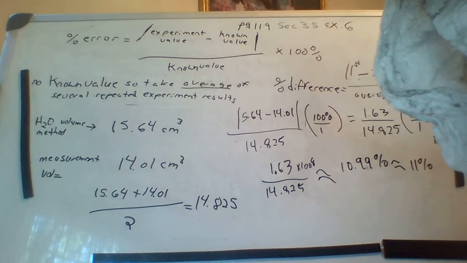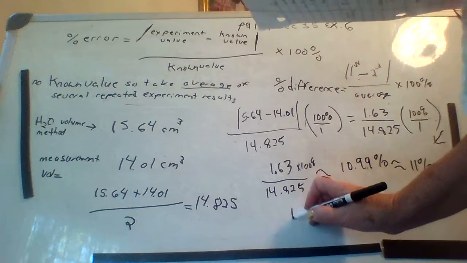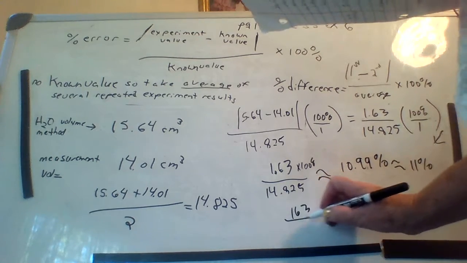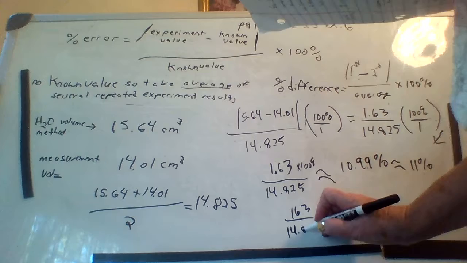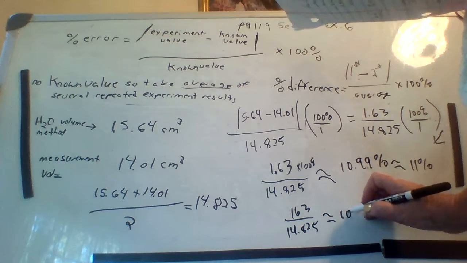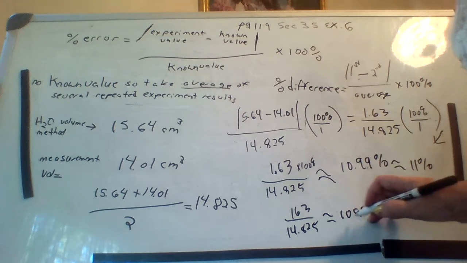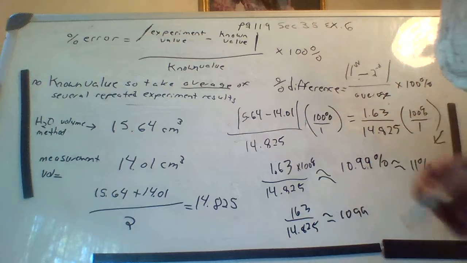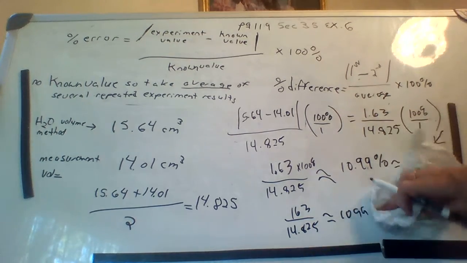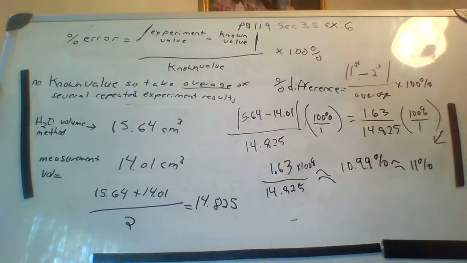Okay? Now you could have done that. What I was doing here before is I was moving that over and making that 163 over 14.825. And then you're getting some number and we move the decimal back over and add our percent. So we're going to get 11%. But they chose to do it this way, so we're going to do it this way. Hopefully that didn't confuse you, but I know I'm babbling here.